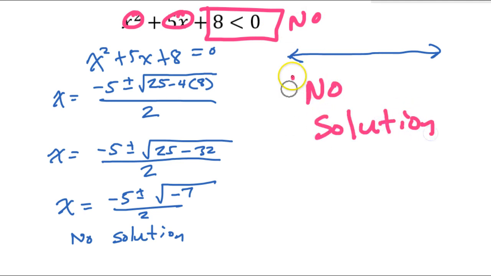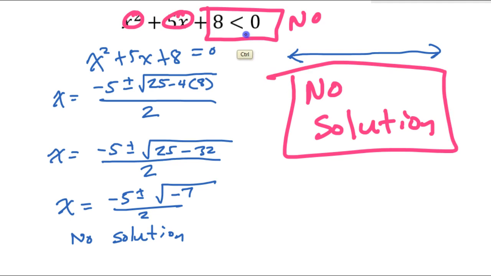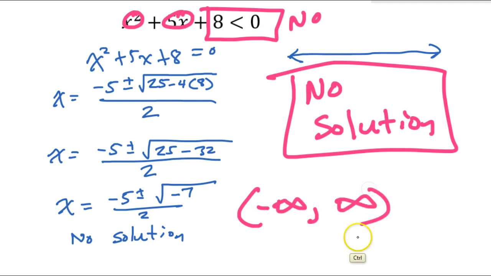All right, but please understand, if this had been a yes, it would have been infinitely many solutions. If this had been a yes, right now I'd be writing down the interval negative infinity to positive infinity, if that had been a yes. Okay?